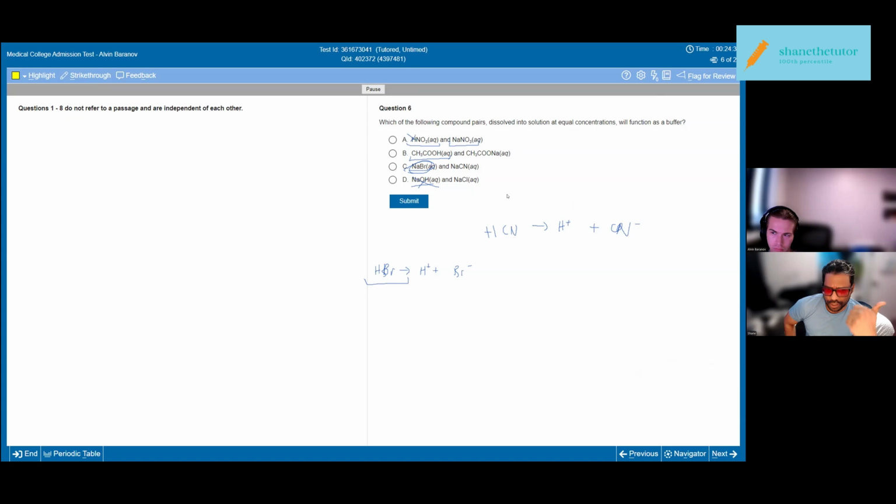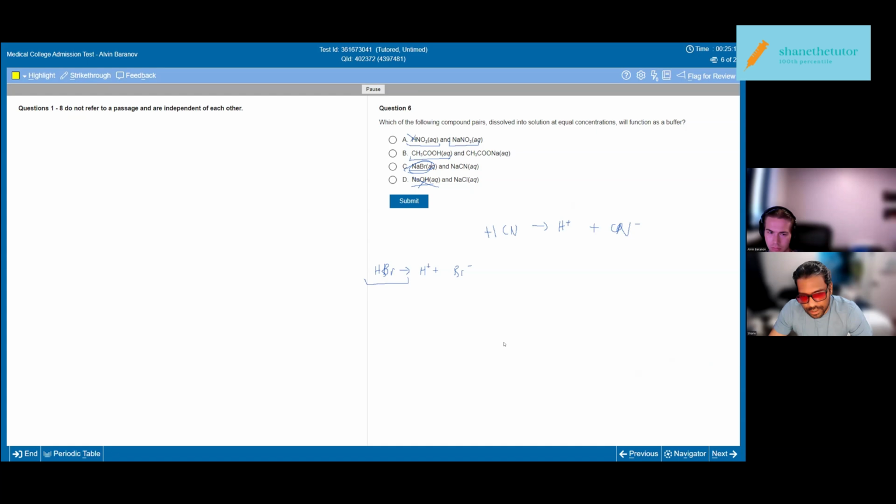So what we're looking for here are buffers, which have to involve something weak. It'll be a weak acid and its conjugate base, or a weak base and its conjugate acid. It cannot be anything strong. But is the conjugate base of a weak acid also a weak base or a strong base? Typically it'll be a weak conjugate.